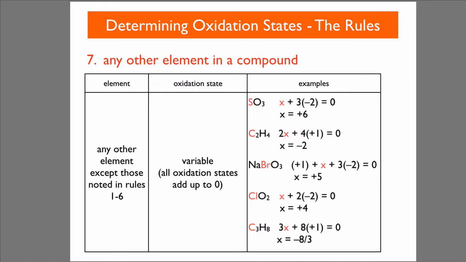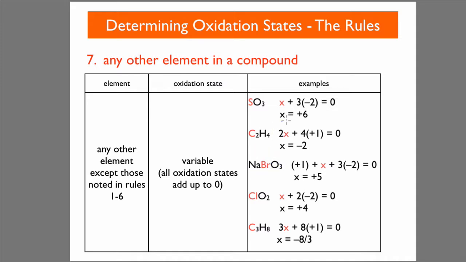Rule 7. Now this is the bit which is not tricky. If you remember the first 6 rules, it's straightforward. But you do have to know the first 6 rules to then make this bit easy. Any other element can have various oxidation states. It just depends. But if you have a molecule that doesn't have a charge, then the oxidation states of the elements within it must add up to 0. If you've got 3 different elements, and look here, you've got 3 oxygens as well, the overall charge of this must equal 0.